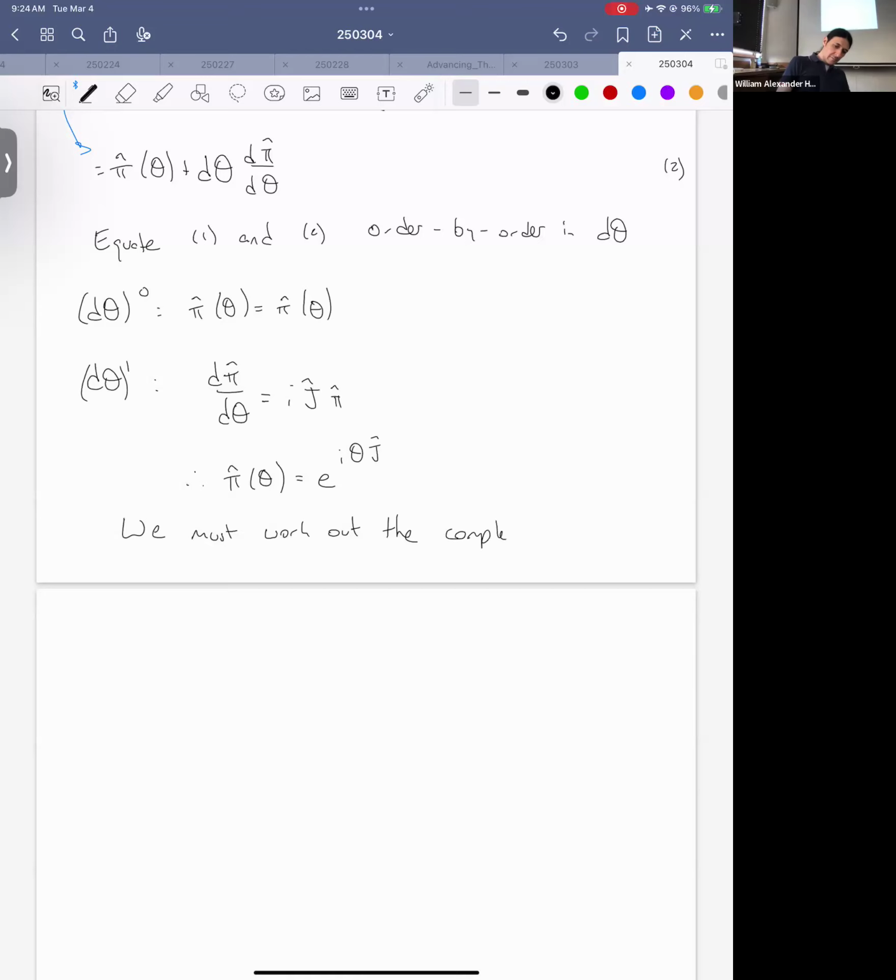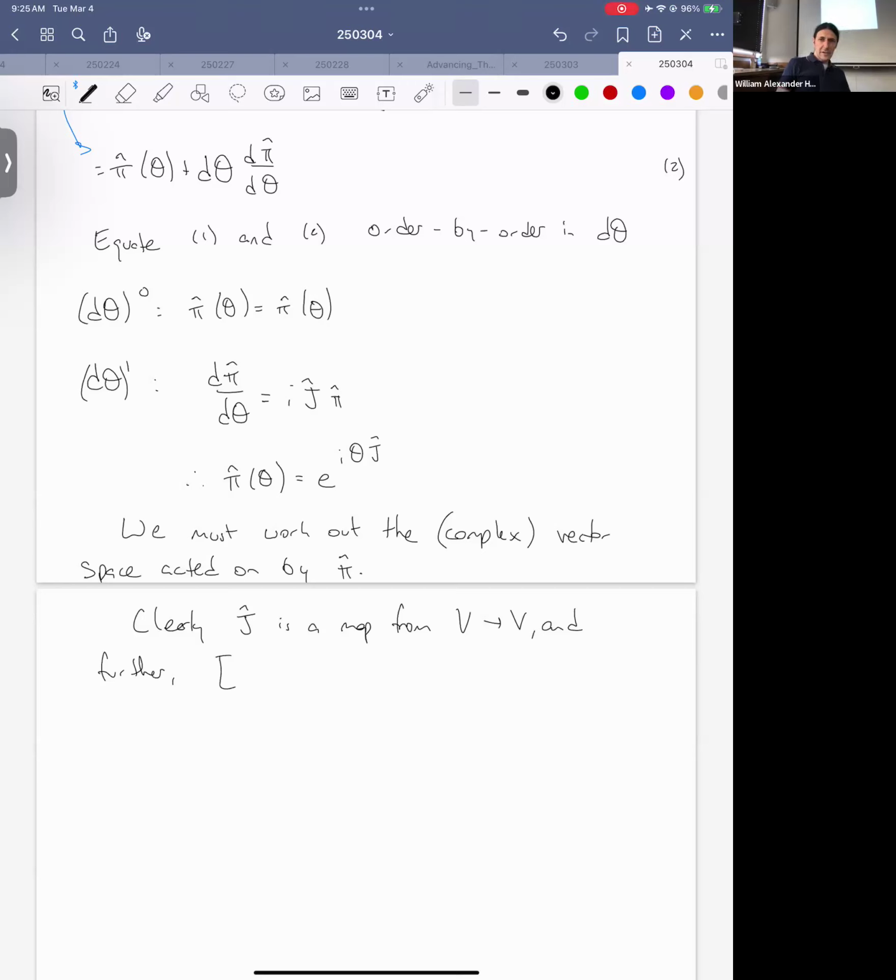All right, so we must work out the complex vector space acted on by pi hat. A representation is both the map and also the vector space. Clearly this J hat is a map from the vector space to itself.